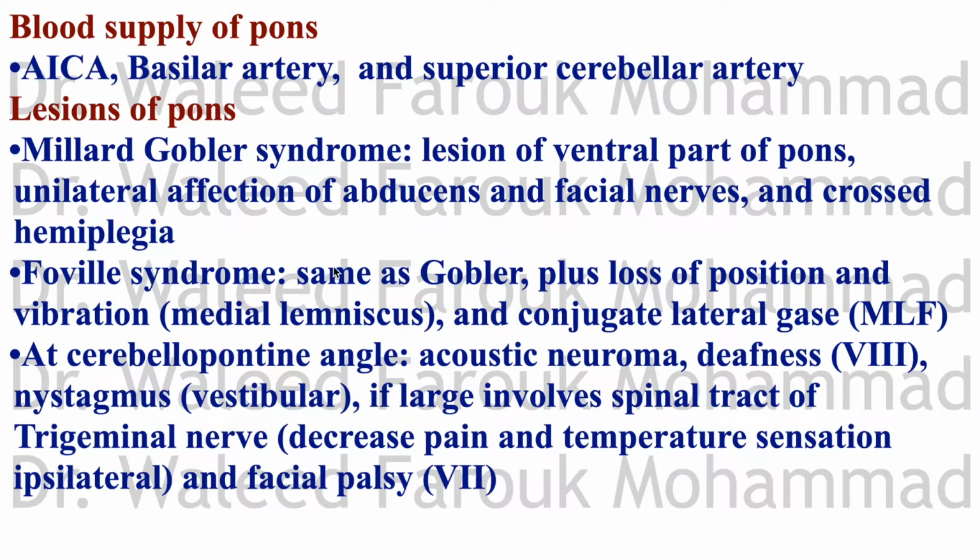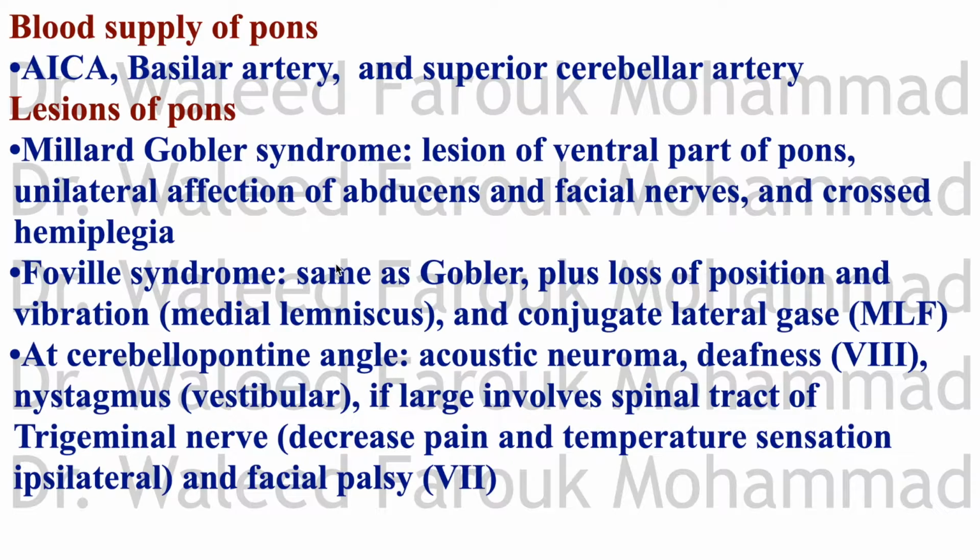Okay, blood supply of the pons: through the anterior inferior cerebellar artery, which is a branch of the vertebral or the basilar, and the basilar artery by transverse pontine branches while in the groove on the ventral aspect of the pons, and the superior cerebellar artery, which is the branch of the basilar before the terminal branch, which is the posterior cerebral artery.